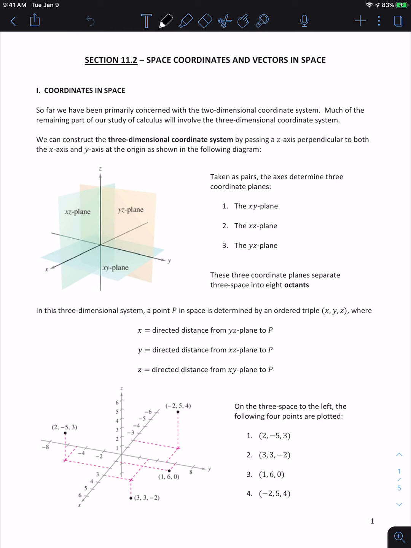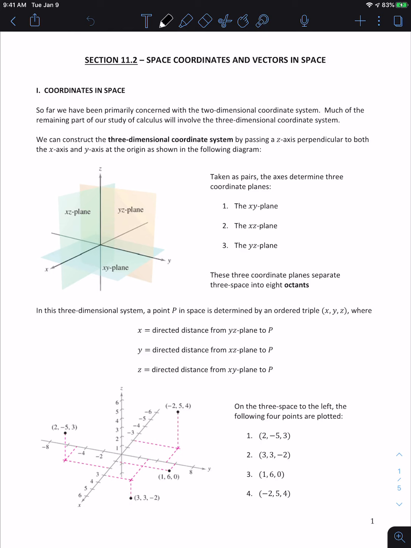Much of the remaining part of our study of calculus will involve the three-dimensional coordinate system. Right, so finishing up this course, and then if you move on to Calc 3, we'll be doing a lot of work in the three-dimensional coordinate system. Okay, so let's go a little bit into its construction.